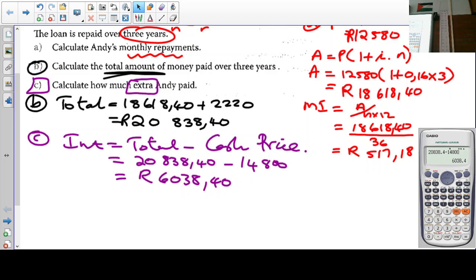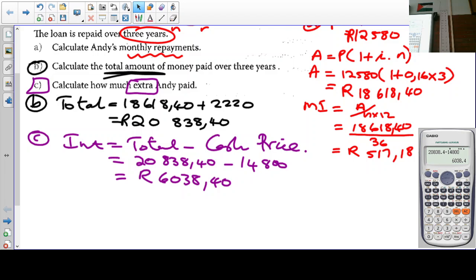They're broke. They don't have the capital, the cash price. They don't have that amount. So they rather take it on terms and pay it off.